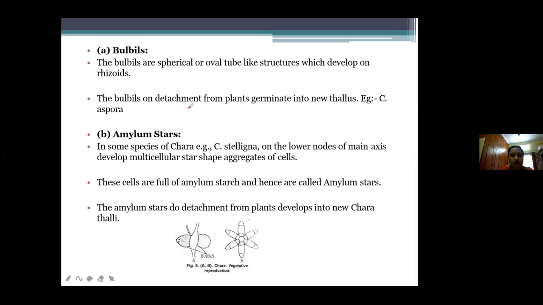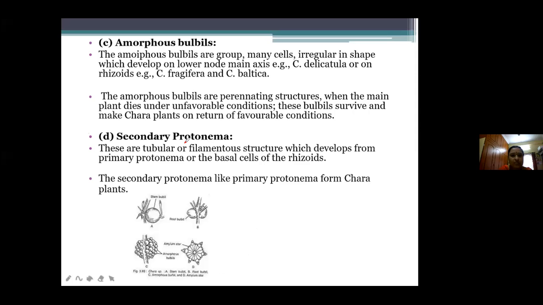This is the bulbils. Next one, see here, is the secondary protonema. Secondary protonema are produced by nodes of rhizoids. Where the nodes of rhizoids are there, a secondary protonema forms. Protonema develop into a plant. This secondary protonema, primary protonema from the Chara plants.